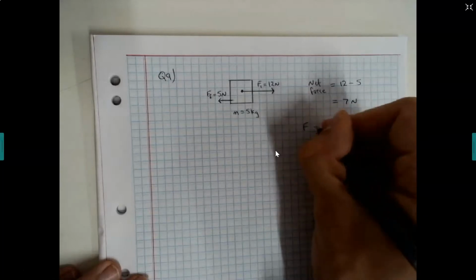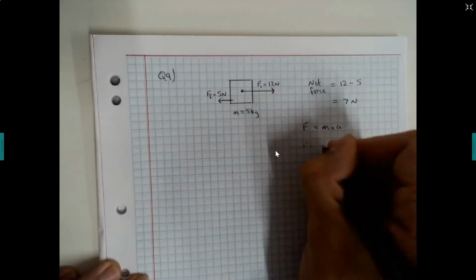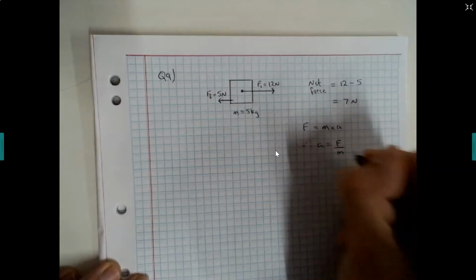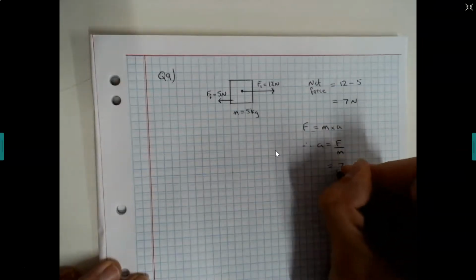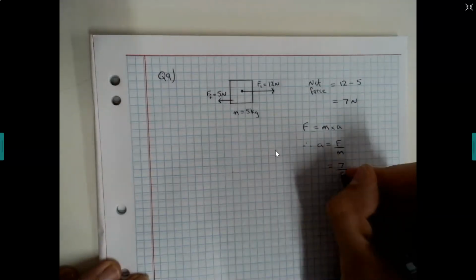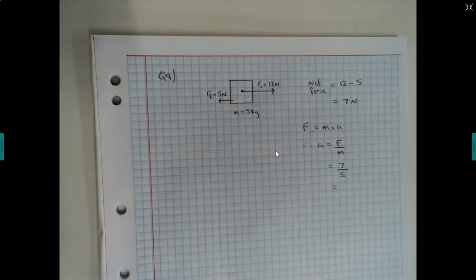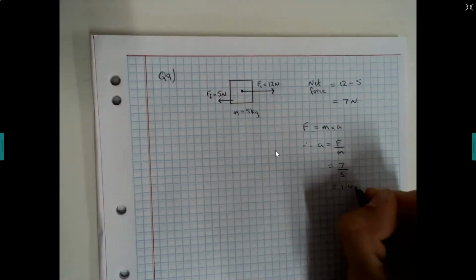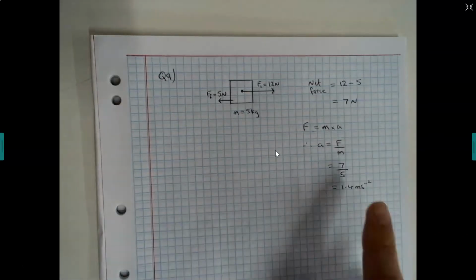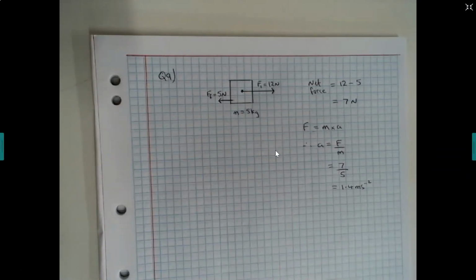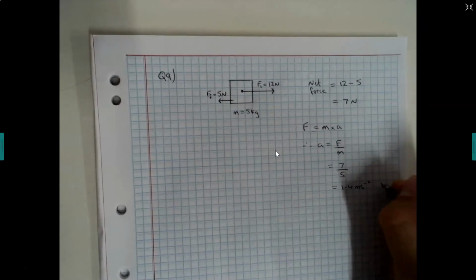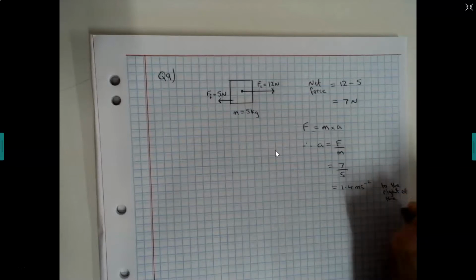Again, F equals m times a, therefore a equals F over m. Our net force was 7 newtons. Our mass was 5 kilograms. Therefore our acceleration is 1.4 meters per second squared. Always remember your units. Again, because acceleration is a vector, we should be stating a direction. So, to the right of the page.